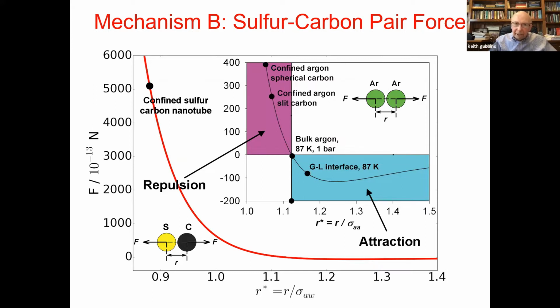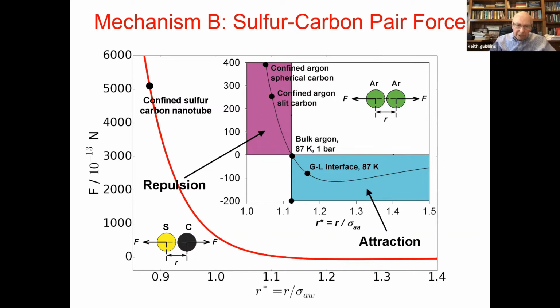But if we have it in these pores, this is the slit carbon pore that I showed, then the force is way up here in the repulsive region. That's what is producing this very big tangential pressure. The pressure is the force divided by the area. Now the nearest neighbor distance is about 1.05, and this curve is rising very steeply. This purple region is the repulsive region, and the blue region is the attractive region of the force.